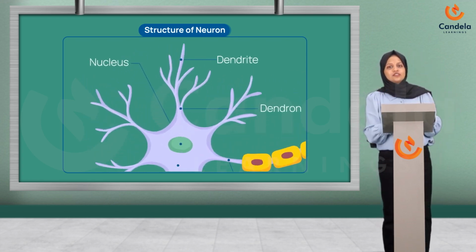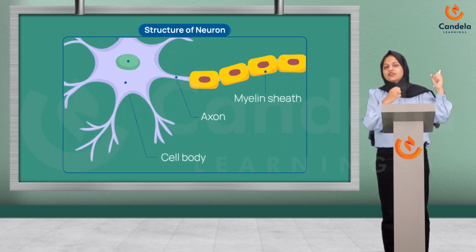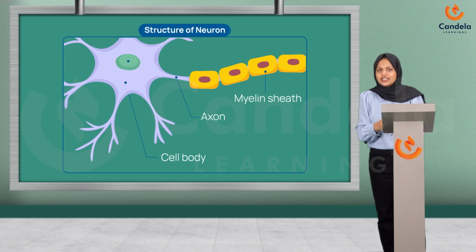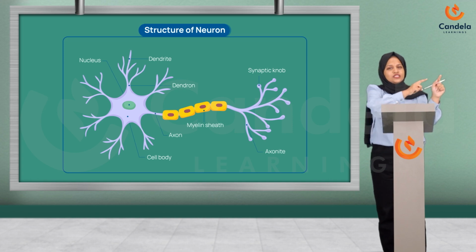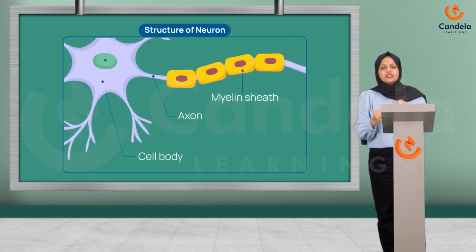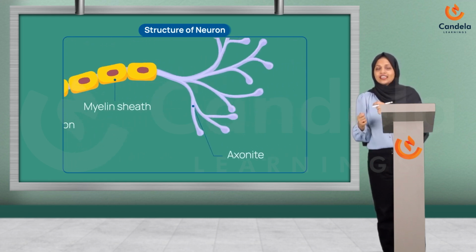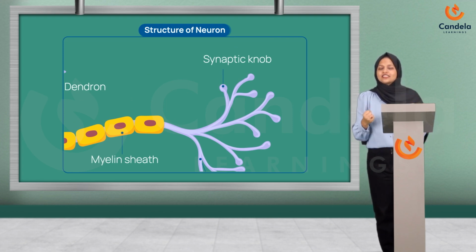You can see the nucleus. Now after that branch-like structure, we have a structure known as the cell body. So within the cell body, what is present? The nucleus is present. Now from the cell body, it goes outside to a long branch-like structure known as the axon. From the axon there is a root-like structure at the end known as the axonite, and at the tip of the axonite there is a bulb-like structure known as the synaptic nerve. So this is the structure of a neuron.